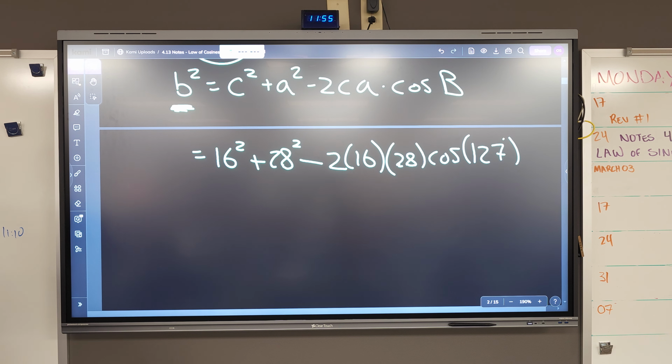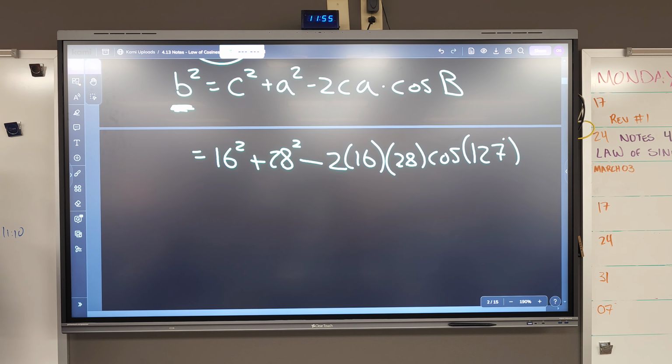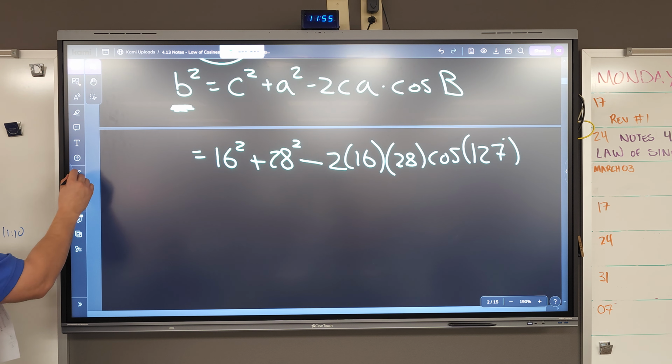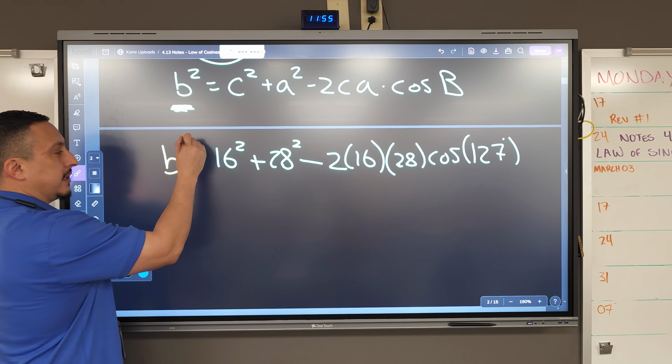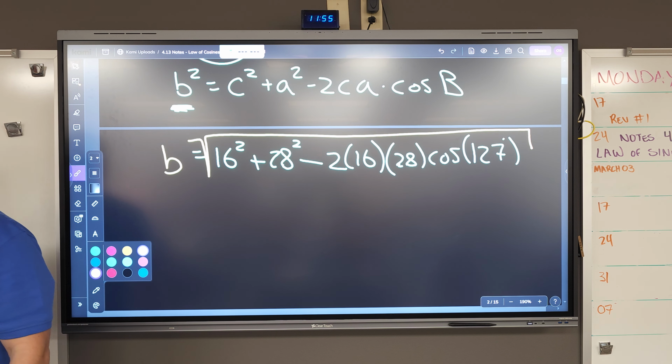I plugged in all the pieces. Now my formula says B squared. I don't need B squared, I need B. So how do you get rid of the square? Square root. So I'm going to square root both sides, but that just cancels, so you're going to square root all that formula. And now the calculator will do the rest, okay?